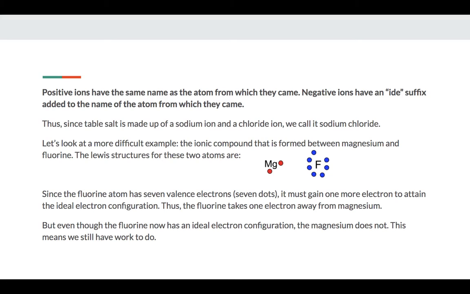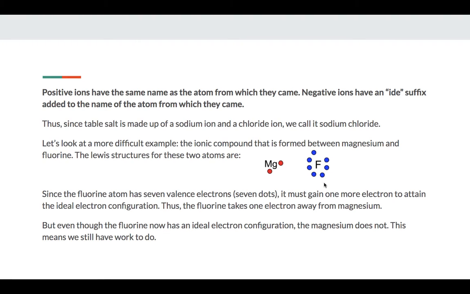Okay, so let's look at a bit more difficult example. Let's look at the ionic compound that's formed between magnesium and fluorine. So we have the two Lewis structures for magnesium and fluorine here. Magnesium has 2 electrons around it, and fluorine has 7. Now, since the fluorine atom has 7 valence electrons, it must gain 1 more to attain the ideal electron configuration of having 8 around it. So the fluorine atom is going to take 1 of these electrons away from magnesium.